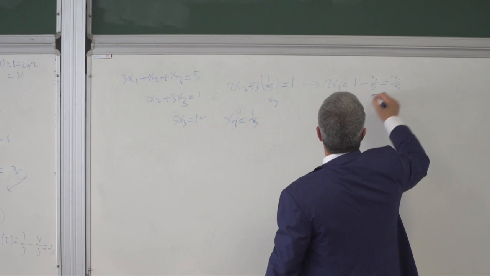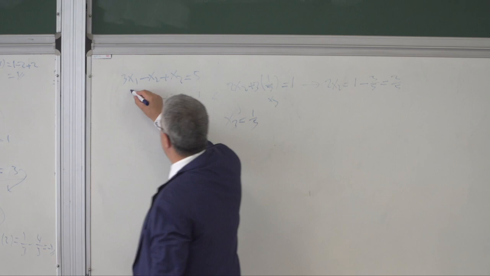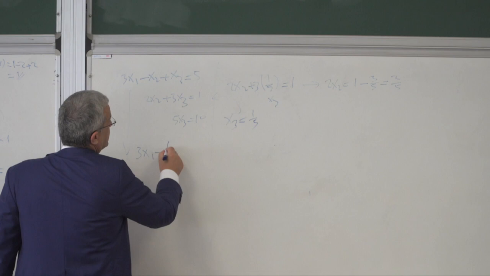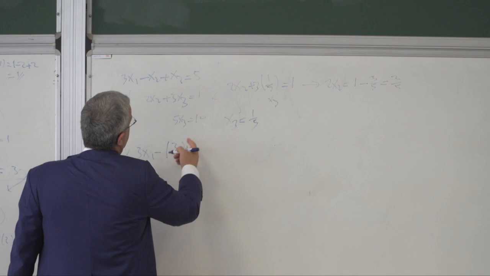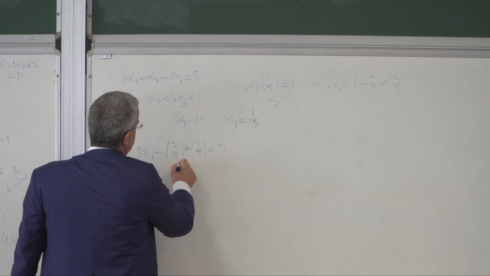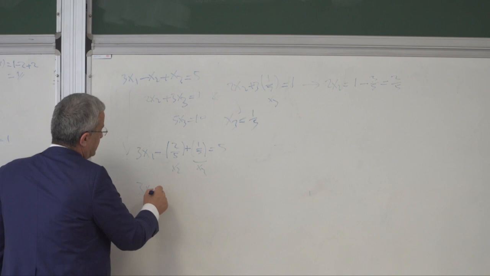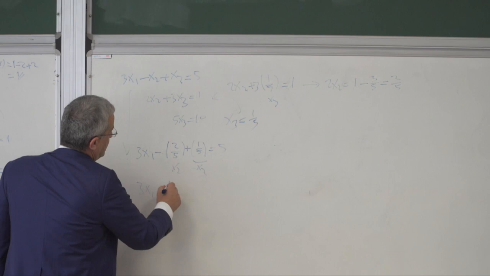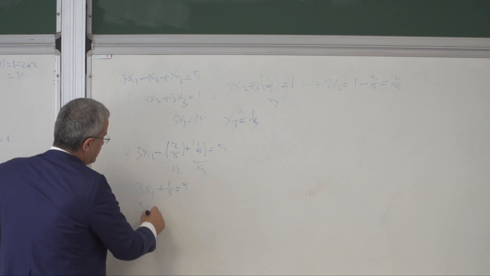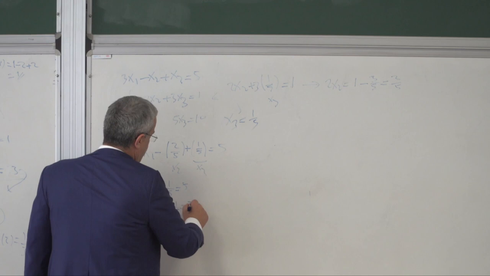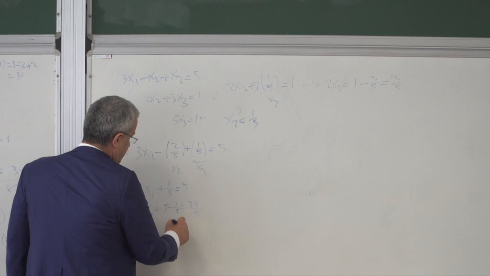Then you would take these two and substitute in the first one. Here, you would obtain 3x1 minus x2, which is 2 over 5, plus x3, which is 1 over 5, is equal to 5. Okay, 3x1, this would make minus 2 plus 1, so this is 1 over 5, is equal to 5. Take this to the other side, 3x1 is equal to 5 minus 1 over 5, which is 24 over 5. And x1 is equal to then 8 over 5.